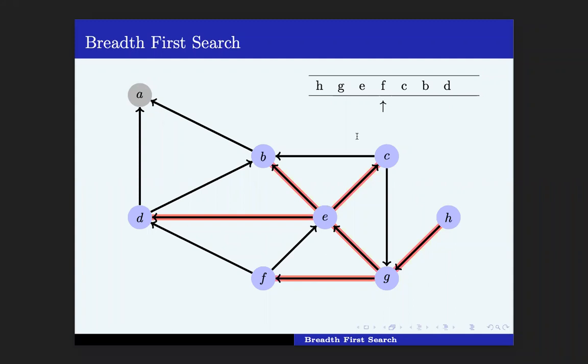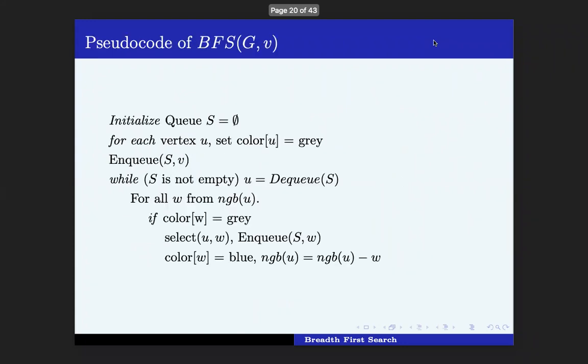So at this point, I'm at F. F has two neighbors. The first neighbor is E, but E is not gray. E is already visited, so E is blue, and I don't do anything. F has another neighbor, which is D. D is already blue, so I don't do anything. And that's it. I keep on doing it like this. This is what we are doing step by step, and that is exactly what is written here.